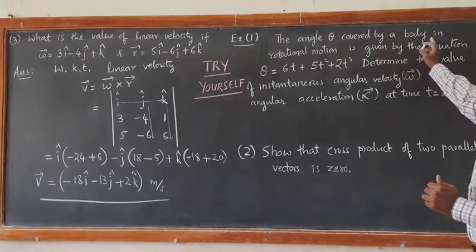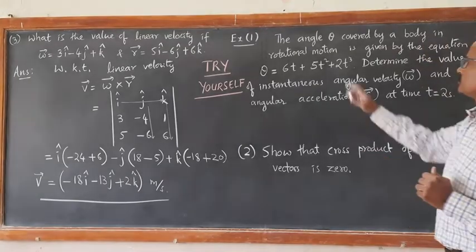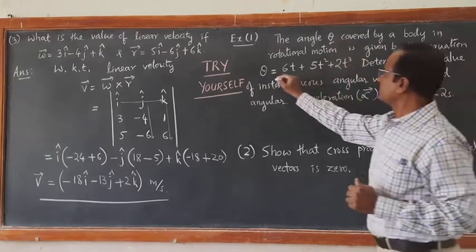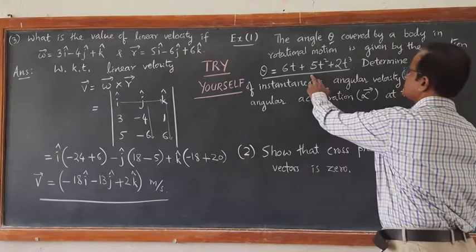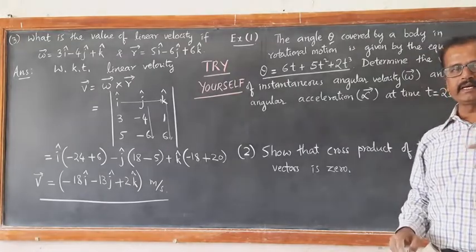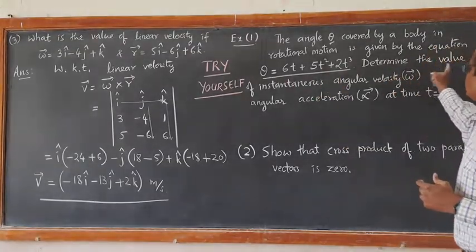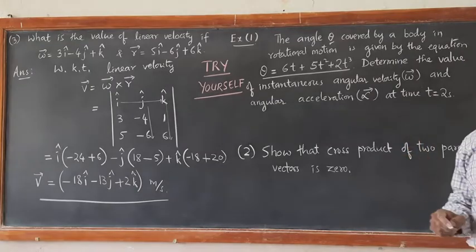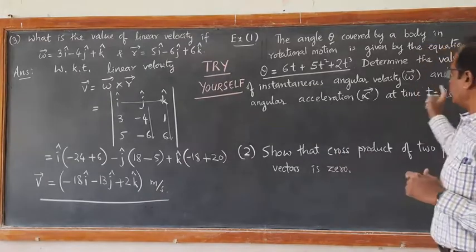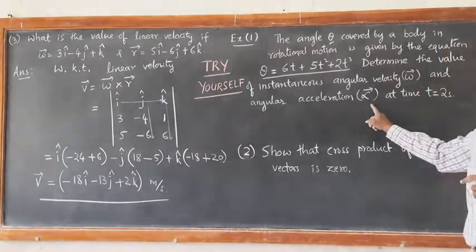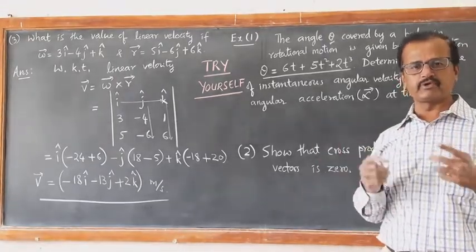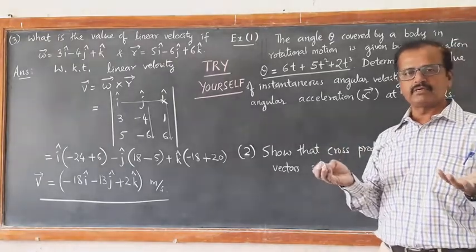The angle theta covered by a body in a rotational motion is given by the equation theta equal to 6t plus 5t square plus 2t cube. Means the angular displacement theta is function of time t. Determine the value of instantaneous angular velocity omega and angular acceleration alpha vector at the time t equal to 2 seconds. We have done such problems for linear motion. This is problem for rotational motion. That is the only difference.